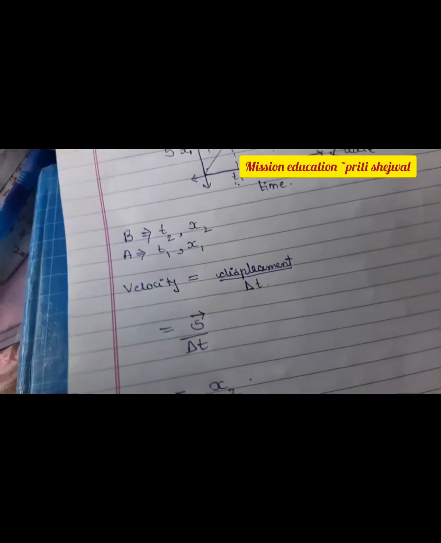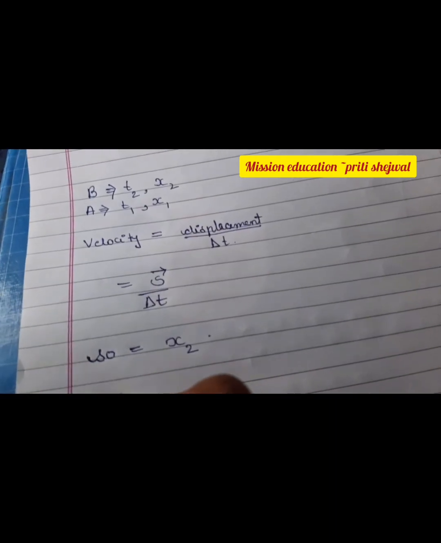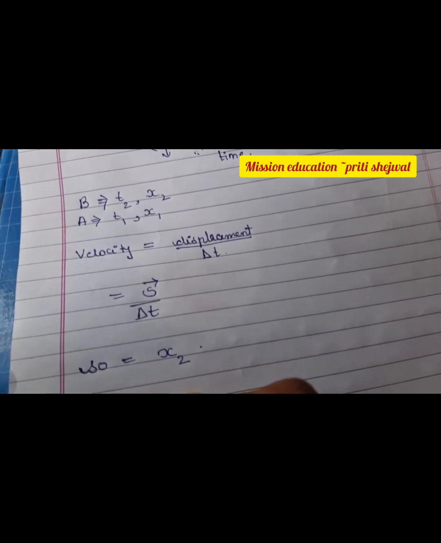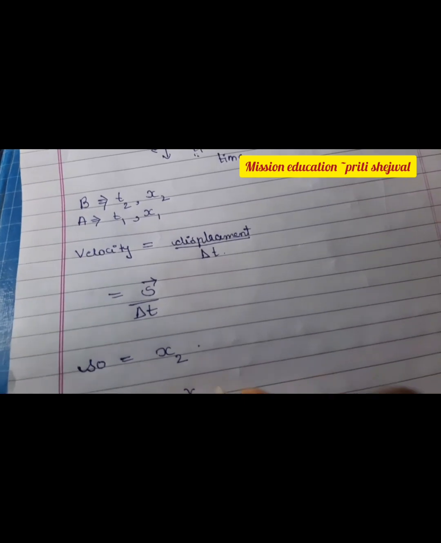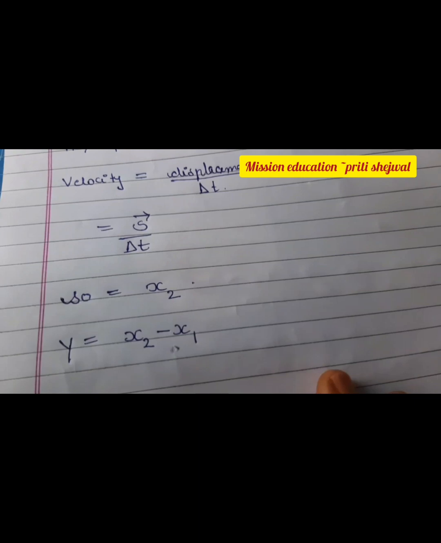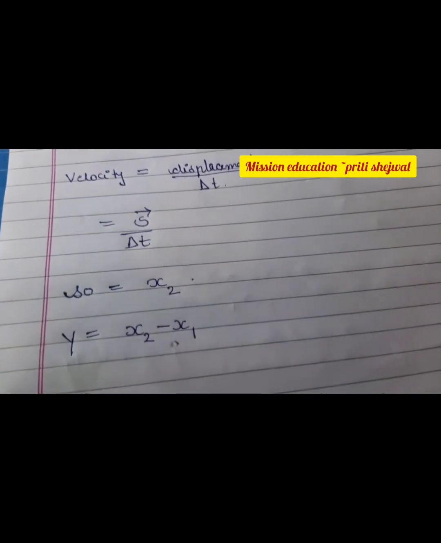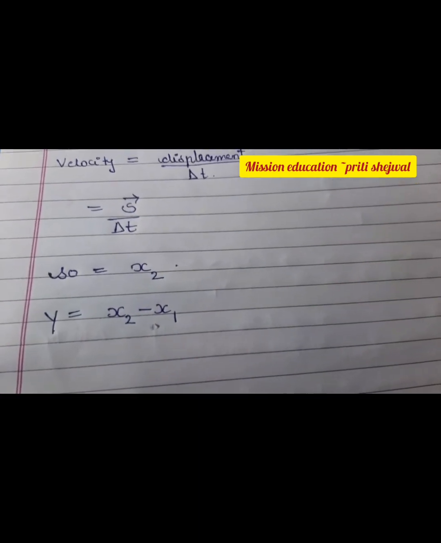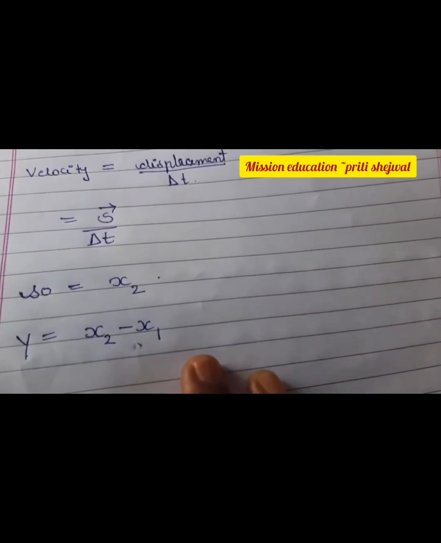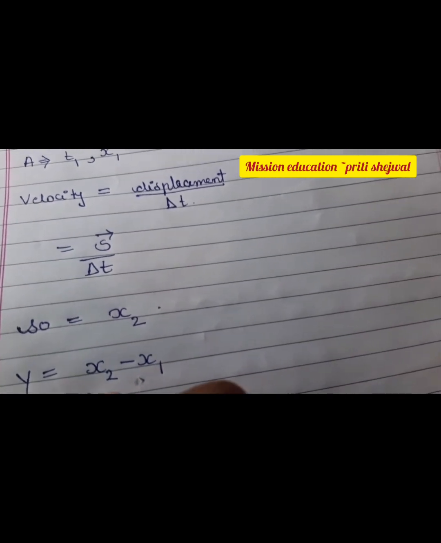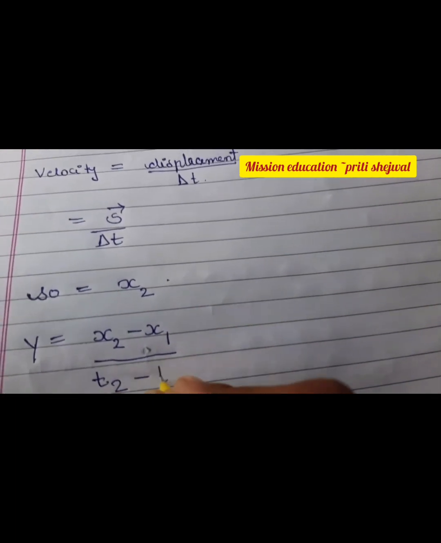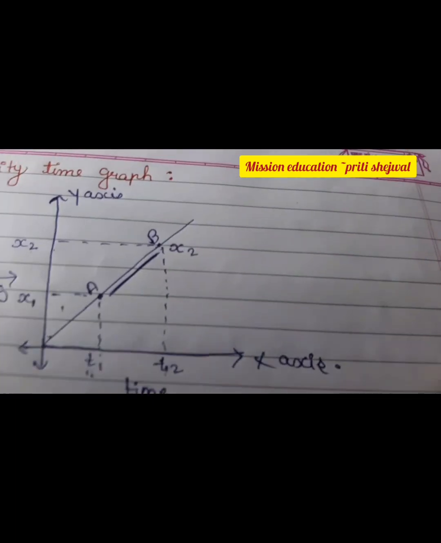So the y-axis, that is X2 minus X1. On which axis is time written? On the x-axis, isn't it? So in the denominator what we are going to take? Time. So that is T2 minus T1.